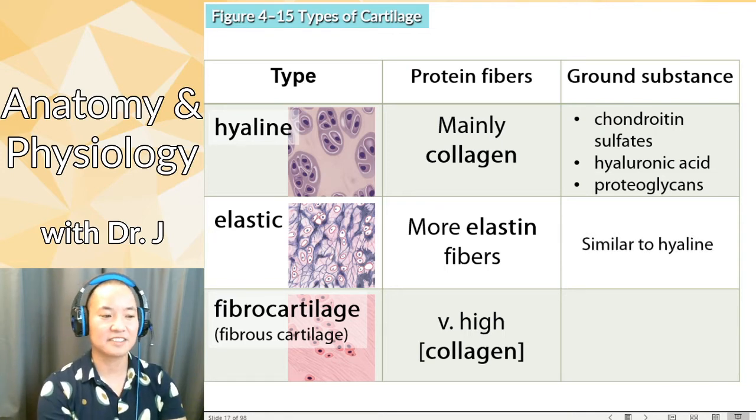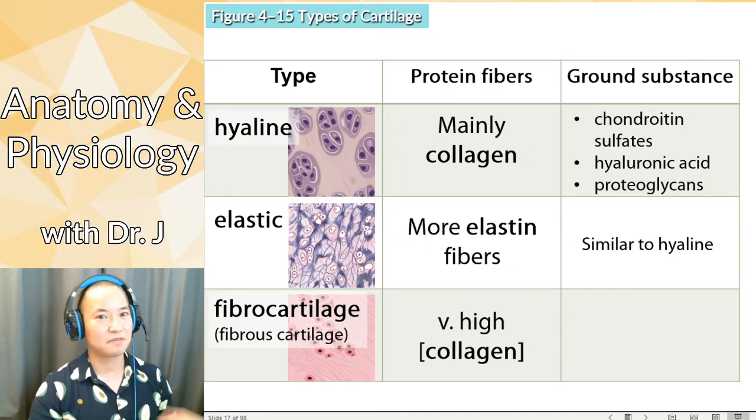Now, elastic cartilage, the ground substance is actually pretty similar to hyaline cartilage, but again, what's the difference between hyaline and elastic cartilage? Well, again, if the ground substance is very similar, what's the difference here? The type of protein fibers that dominate the extracellular matrix of those cartilages.